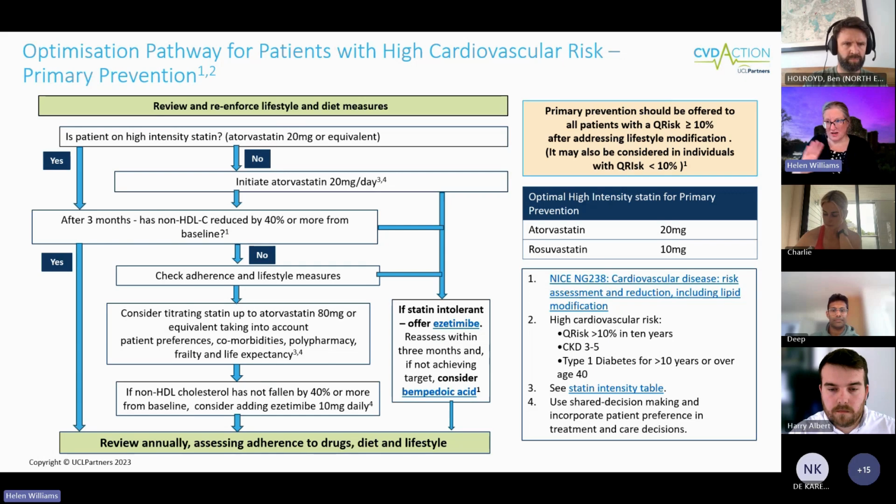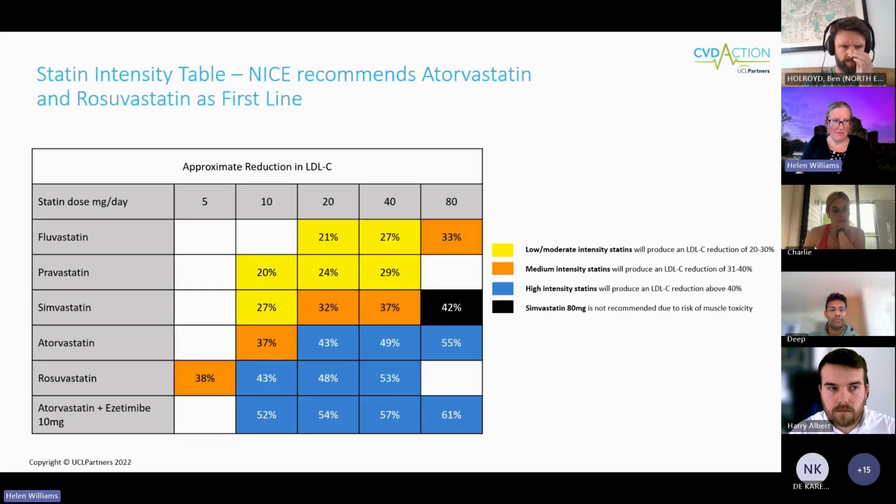Various links to the guideline, as I say, it's all aligned with NICE. One of the links is the statin intensity table. I'm pleased to say I did get the percentage reduction right with Atorva 20. On the top you can see the statin dose, on the side the different statins, and Atorva's the 4th one down. So 10 milligrams only gives a 37% drop, which isn't considered sufficient for primary prevention.